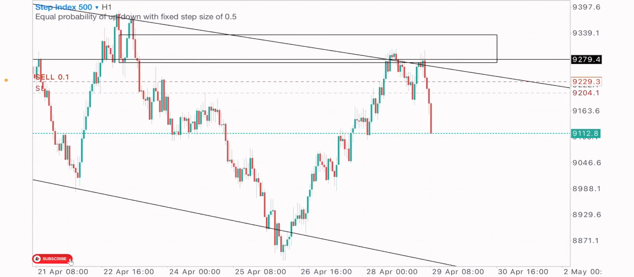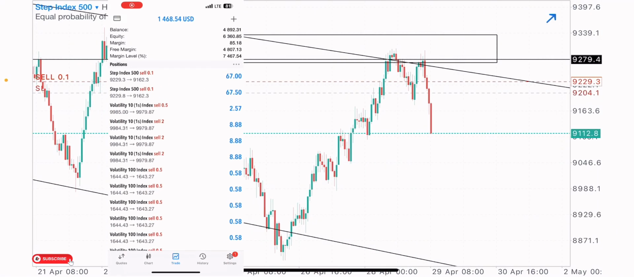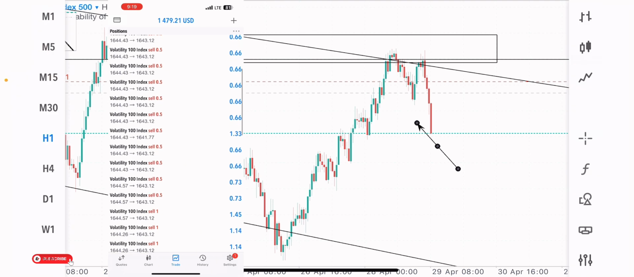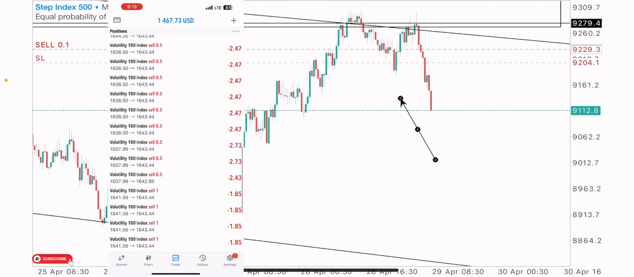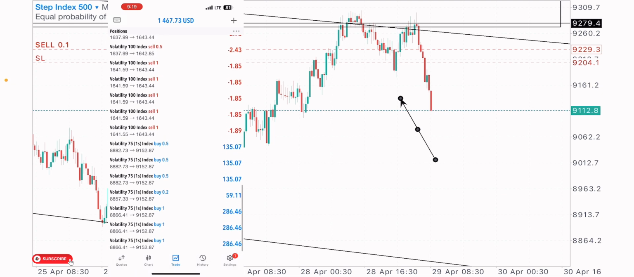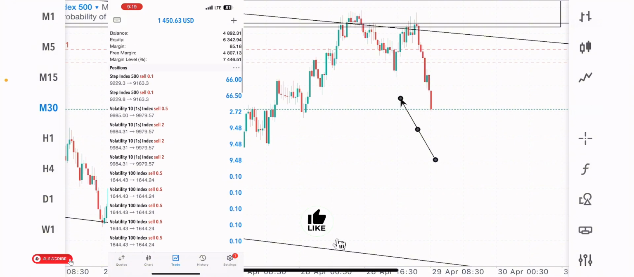This is like one of the neatest trades I've taken in a while now. So I took these sells on the Step 500 index and I used a simple market approach, which I'll be sharing with you guys in today's video. So do well to stay to the end of the video to get every detail on this trade breakdown.